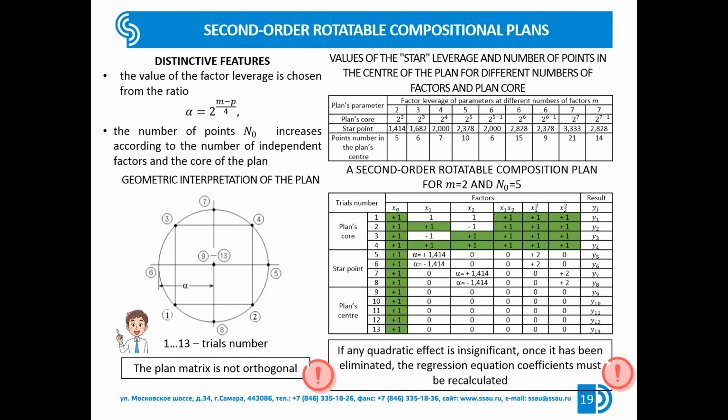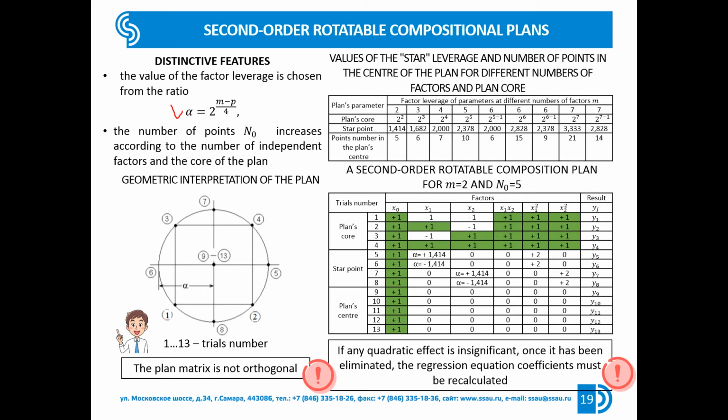Another possible approach to finding a nonlinear response function is to use a second-order rotatable composite plan. It is distinguished by the following features. The value of the factor leverage is chosen from the ratio, where m is the number of factors and p is the number of factor interaction effects, or in other words, fractional replication. P is 0 for a complete factor experiment, p is 1 for a half replication CFE, and p is 2 for the CFE quarter replication. The number of points in the center of the plan N0 increases according to the number of independent factors at the core of the plan, as illustrated in the table at the top right.